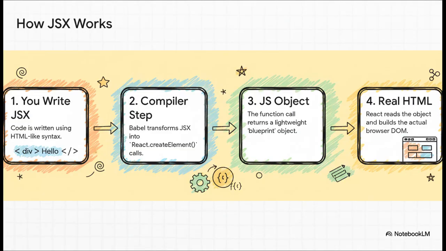And this lays out that entire journey perfectly. First, you write your friendly, readable JSX. Second, the compiler does its job and transforms it into that React.createElement function. Third, that function runs and returns the JavaScript object, our blueprint. And then finally, a library like React DOM takes that blueprint and efficiently builds the real HTML that your users actually see and interact with.